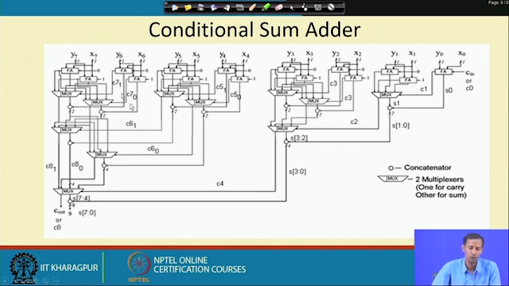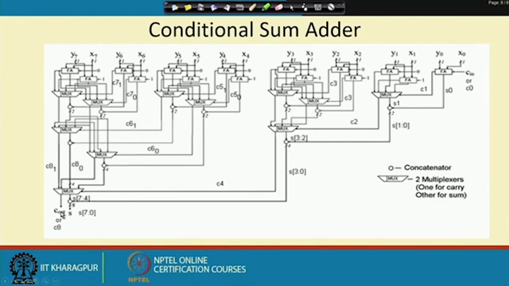That means if I want to convert this circuit to the 16 bit conditional sum adder, what will happen? The carry out which is generated from this particular cell will affect the 4th multiplexer if I consider the 16 bit conditional sum adder. The rest of the circuit will be just the same.